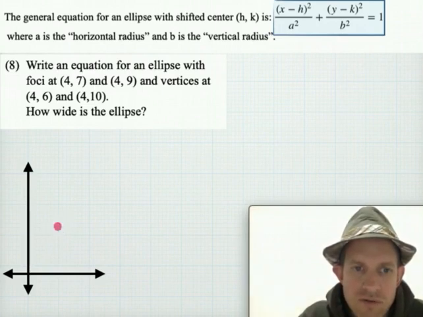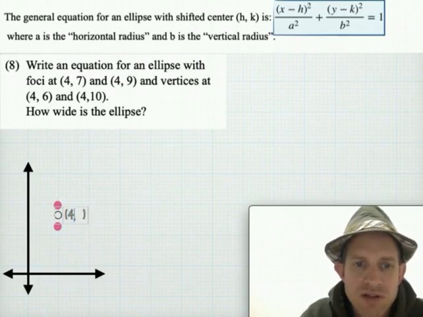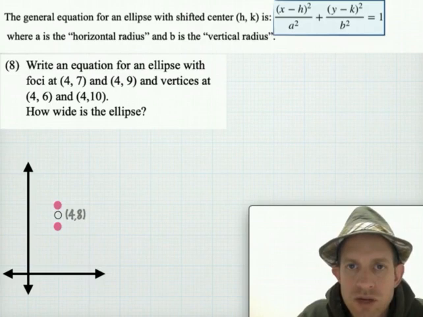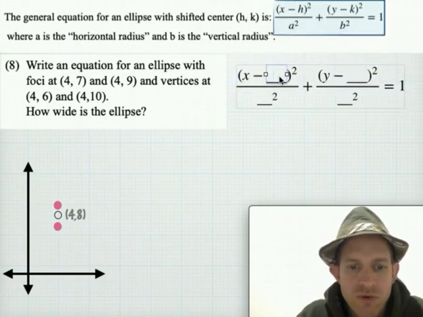And I want another focal point at 4, 9. Therefore, the center would be exactly halfway between them. And while I'm on it, let's think about the coordinates of that. It would definitely have an x-coordinate of 4, and halfway between 7 and 9 would be 8. So there's our center. So we can actually write quite a bit of our equation right now. We know that it's centered at 4, 8.